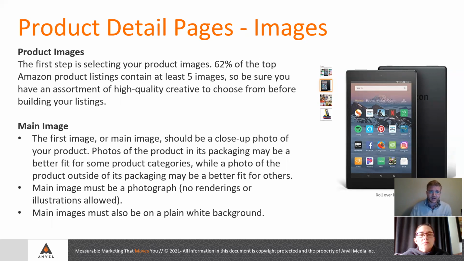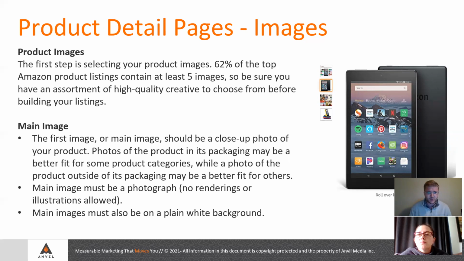62% of the top Amazon product listings contain at least 5 separate images. So I would definitely be sure that you have an assortment of high quality creative to choose from before building your listings. I've seen that's a typical pitfall that a lot of new sellers run into, only uploading a single image or maybe 2 images of their product. And the strategy here in selecting images can vary depending on what vertical or product category you're in, especially when it comes to food products. Food products have their own set of best practices around product images.